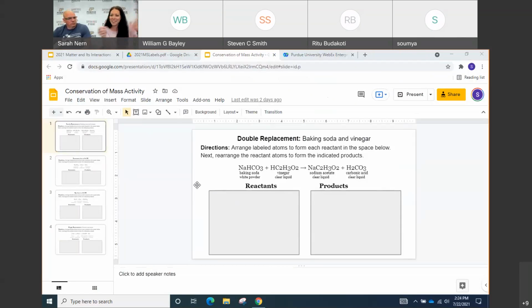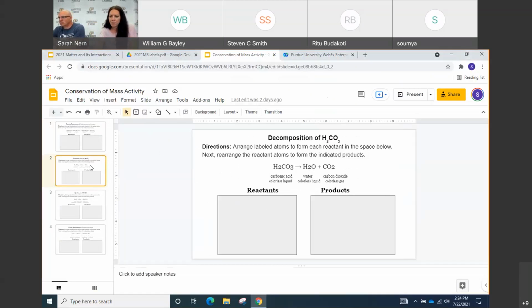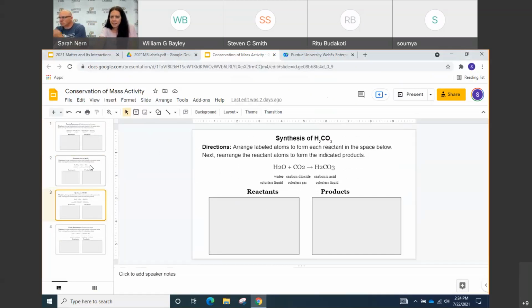The geometries for these come later. This is just very, very intro, so we don't care. We just want them understanding that this set of poker chips goes together, this set goes together, and that they're reforming to make different products. And then we have that same idea for the other cards, for the decomposition, and then the synthesis, and then the single replacement.